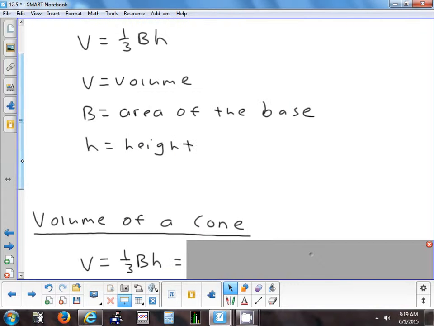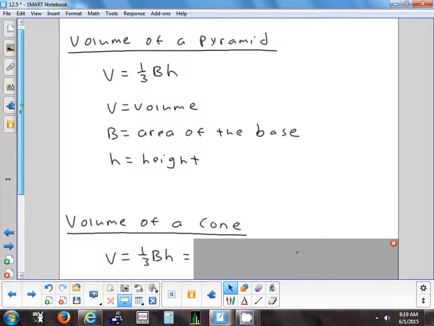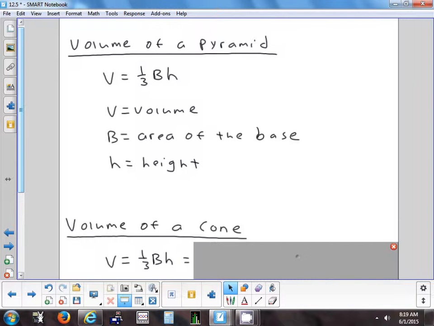Now why can't I be more specific with B when I'm talking about a pyramid? Why can't I just say what the shape of the base always is? Yeah, it could be any polygon. You could have a pyramid with a triangular base. You could have a square base. I think that was the one on the other page. You could have a hexagon-based pyramid. So I can't tell you what the area of the base is. It could be different for every pyramid.